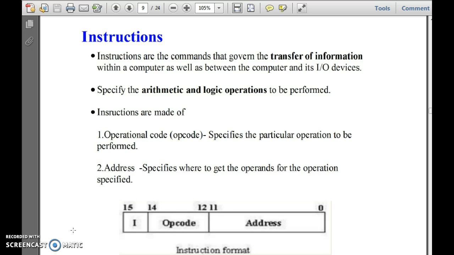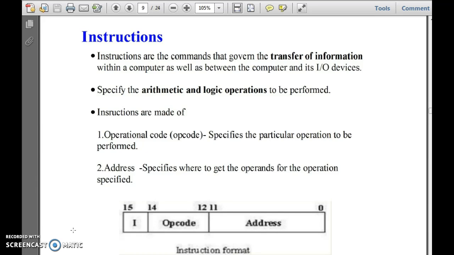Next, let us see in detail how an instruction works and what an instruction is. Instructions are commands, and these commands govern the transfer of information within a computer, and also between the computer and the input and output devices. They also specify the arithmetic and logical operations, which are very important operations that have to be performed, because every instruction basically has some arithmetic and logical operations. So the instruction is responsible for performing these operations.